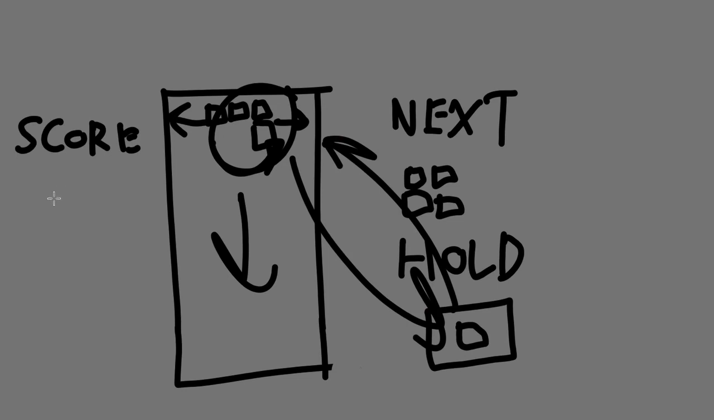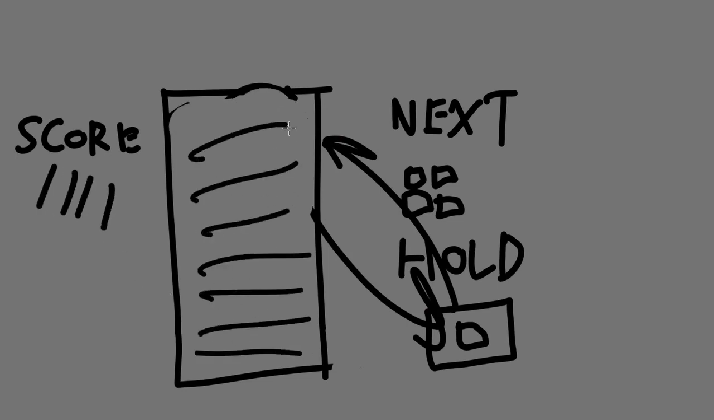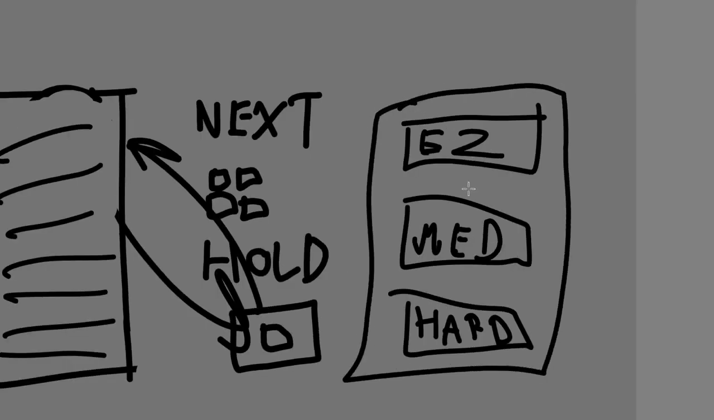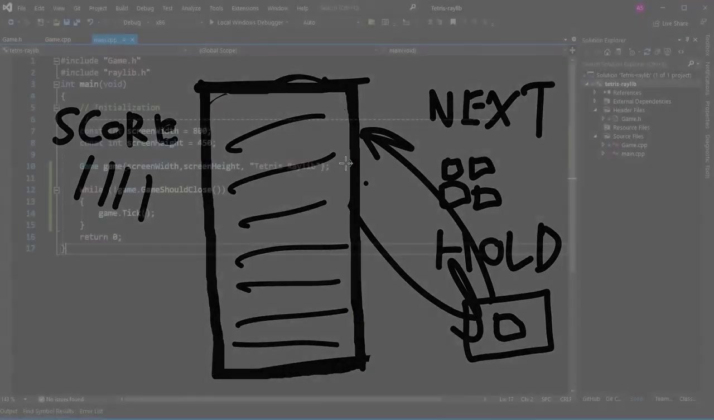We should also display the player's score somewhere. If the stack of tetraminos reaches the top, it's game over. We could also add a menu where the player chooses a difficulty, but we'll talk more about menus later on in the series. So the board is the equivalent of the playground for our game. We should probably start by making it.